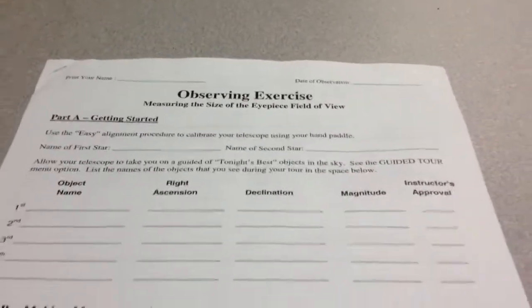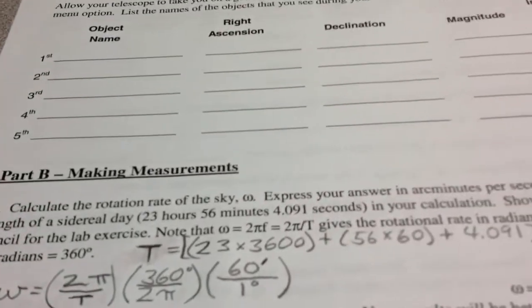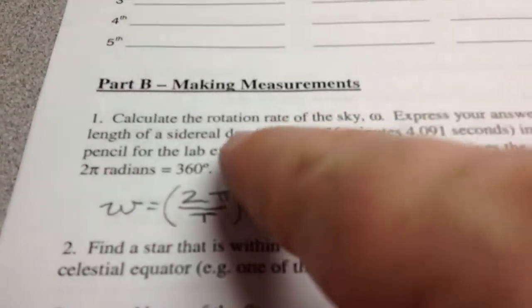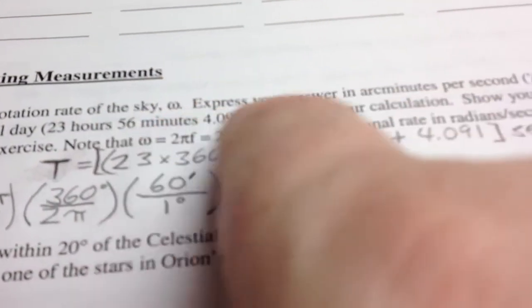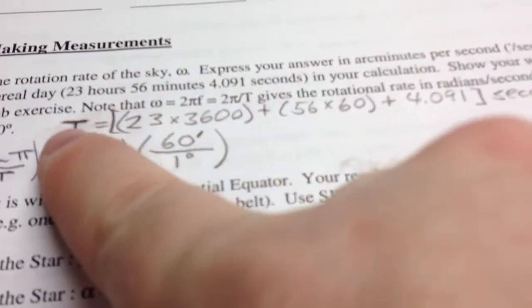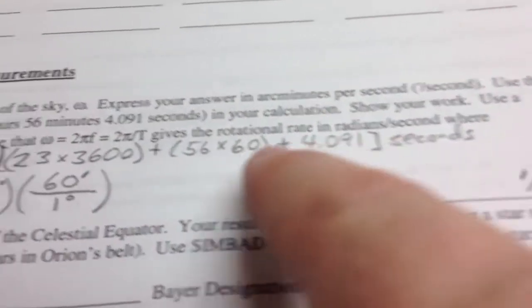Okay, this is observing exercise 2, and there's some challenging calculations here in part B, so I wanted to go through them. First of all, you have the sidereal day. It's given to you in hours, minutes, and seconds. So the first thing you want to do is calculate the period in just seconds alone. So here's how you would do that.